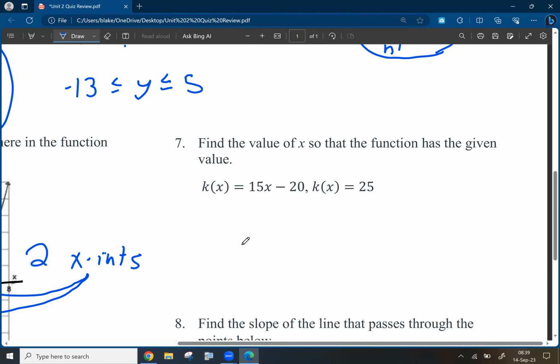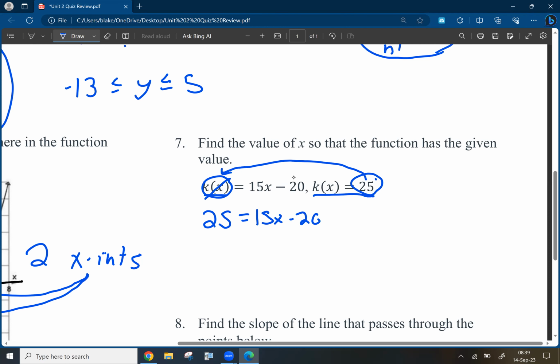Question number 7. Find the value of x so that the function has the given value. Okay, so it's kind of similar to number 6, but a little reverse. This is your k of x value. So this number is going to be plugged in for the k of x value. So we're going to replace this with 25. And we still have, of course, the 15x minus 20. But that's what we're going to do here, 25 is going to replace that k of x.